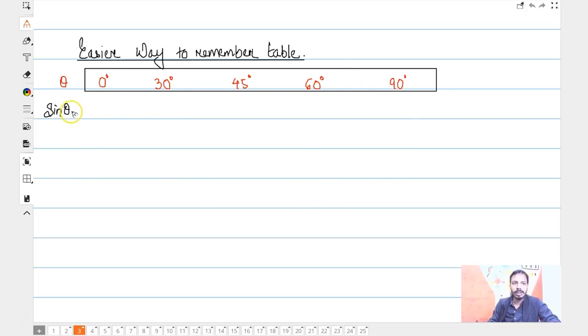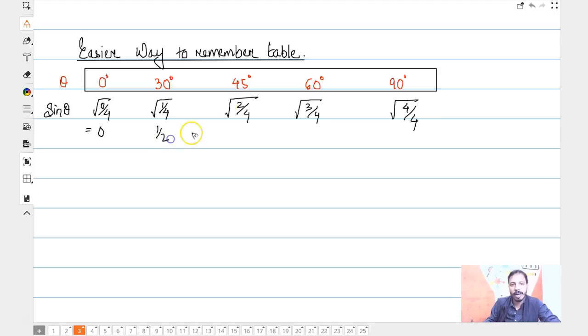Basically, if you see, sine 0 we know is 0, so we can write this as 0 by 4, and sine of 30 is half. So why not write this half as 1 by 4, and 45, which is 1 by root 2, we can write as 2 by 4, and this as 3 by 4, and this as 4 by 4. Now if you see, this is nothing but 0, this is half, this is 1 by root 2, this is root 3 by 2, and this is 1. In this way it is very easy for us to remember: 0 by 4, 1 by 4, 2 by 4, 3 by 4, and 4 by 4.